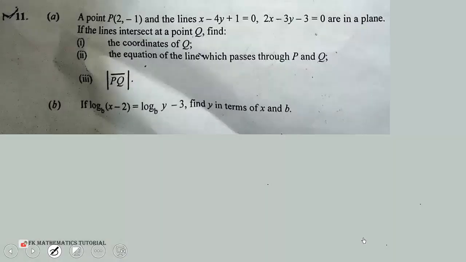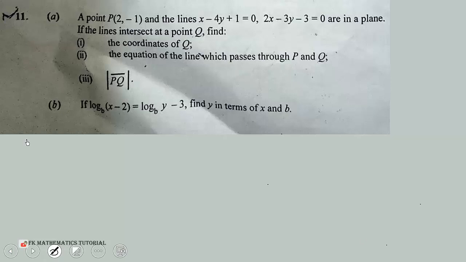This question says a point P (2, -1), and the lines x minus 4y plus 1 equals 0 and 2x minus 3y minus 3 equals 0 are in a plane. If the lines intersect at the point Q, find the coordinates of Q, the equation of the line which passes through P and Q, and the magnitude of the line segment PQ. So let's solve the A part first.